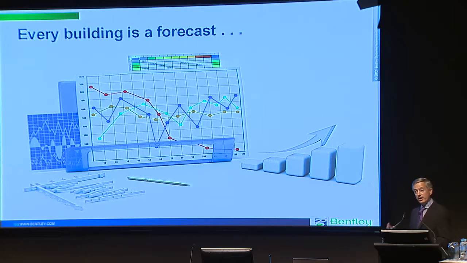So looking at the energy side of things now, and simulation and performance, every building is a forecast, it's a prediction. We can never know exactly what's going to happen. And it's been said that every forecast is always wrong because we never get it exactly right.